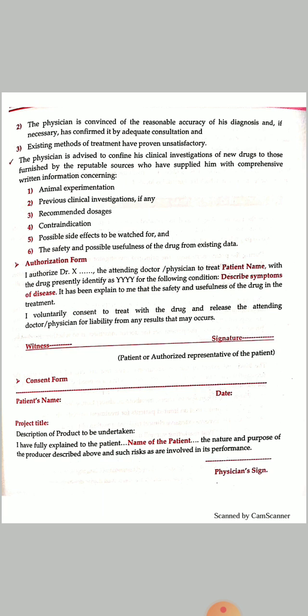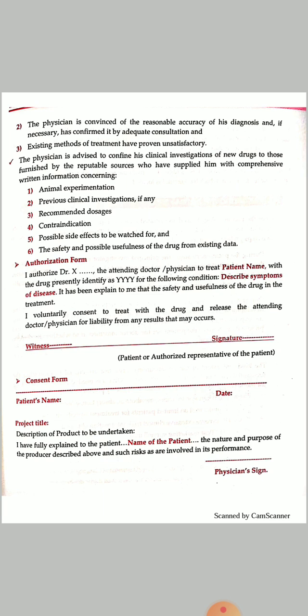So in that authorization form it has to be written that I authorize the doctor's name, the attending doctor or the physician, to treat the patient name with the drug presently identified as the hospital number for the following condition, and then describe the symptoms or the disease. It has been explained to me the safety and the usefulness of the drug in the treatment, and I voluntarily consent to treatment with the drug and release the attending doctors from the results.